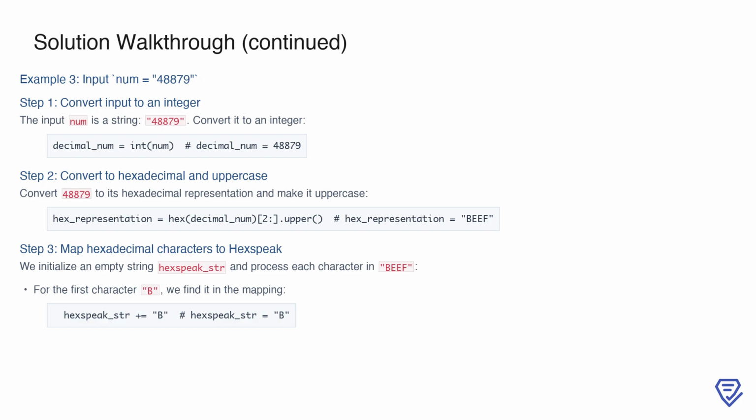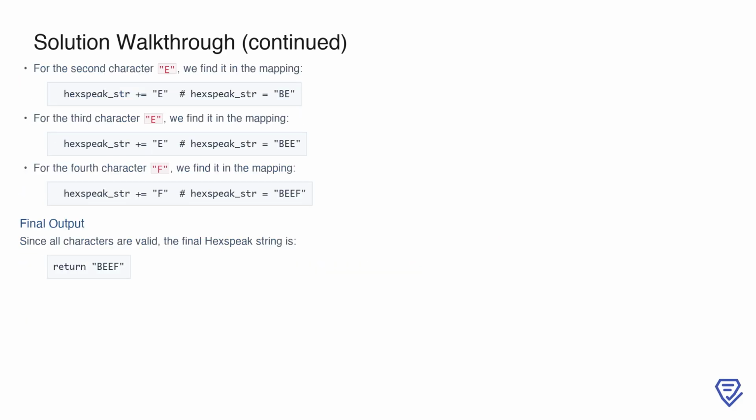Now, we begin constructing the Hexspeak representation. We initialize an empty string called hexspeak_str and start processing the characters in BEEF. The first character is B, which is valid in Hexspeak and maps directly to B. We append this to hexspeak_str, so the string now contains B. Continuing with the Hexspeak conversion for BEEF, we move to the second character, E. According to the mapping, E is a valid character and maps directly to E, so we append it to hexspeak_str.